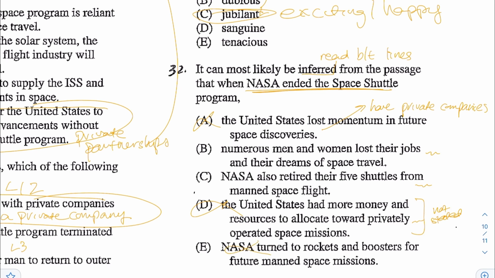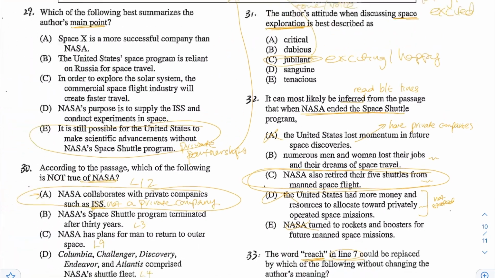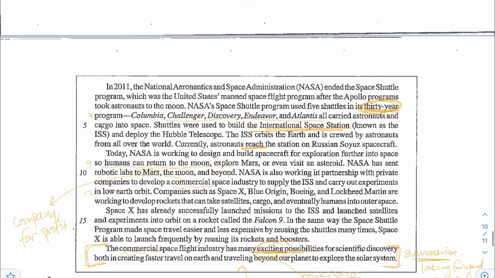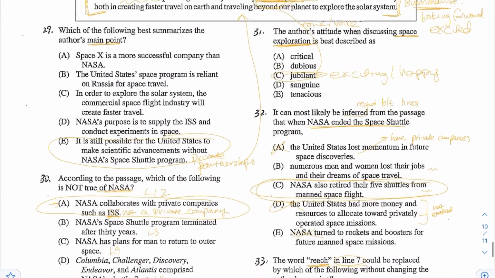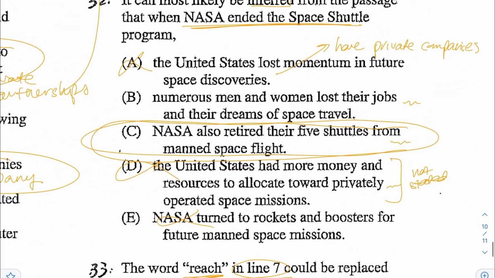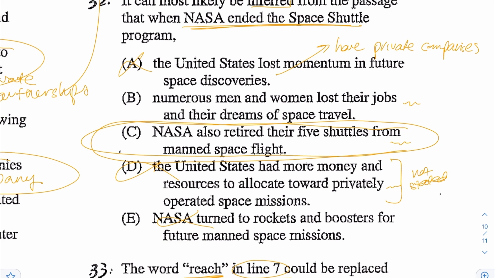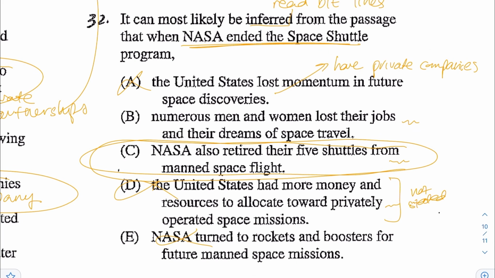So here, between choices B and C, the best answer is going to be choice C, because you have 5 shuttles to get to space, and then you ended it, so these 5 shuttles aren't used anymore. That's probably the most likely conclusion. The other ones could be true, but we don't know that. C is the best one here. So again, when you have an inference question, you have to read between the lines and make an educated guess based off of the information that is stated.